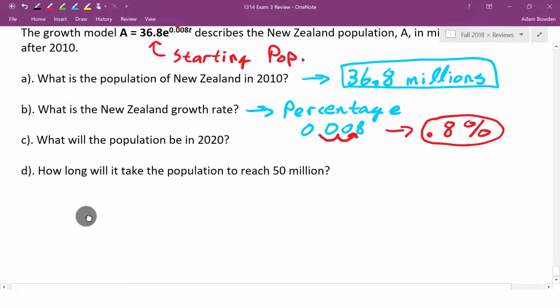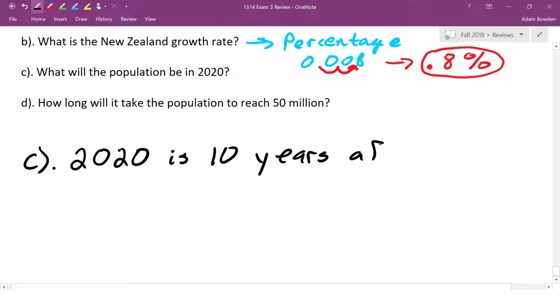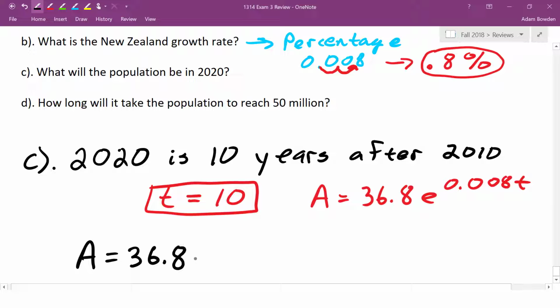Now we're going to answer the question, what will the population be in 2020? So 2020 is 10 years past the starting year that we're looking at, 2010. So what we're going to use is the value of 10 for the value of t inside of our population growth function. We're going to just basically plug that in for t. That'll look like A equals 36.8 e to the 0.008 times 10.